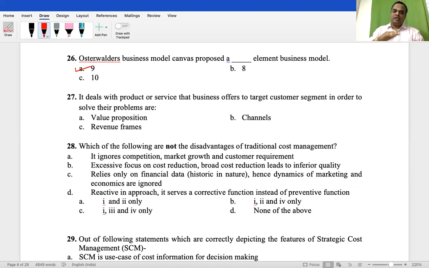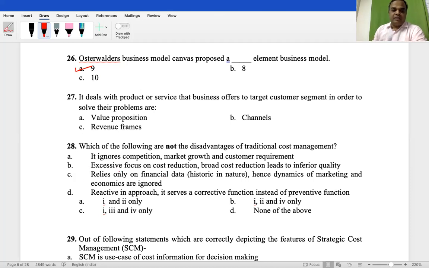Whereas in the revenue structure, three elements: customer segment, customer relationship, and channel. So 3 plus 3, 1 plus 1 plus 1. Okay, totally nine elements are there.